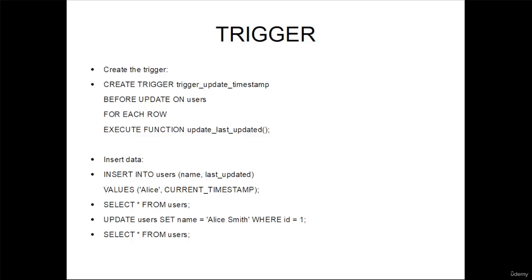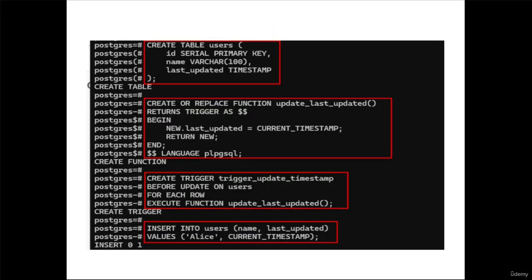Again, we check the content of our table to see what has changed. SELECT * FROM users. Exploring triggers in Postgres. This slide demonstrates creating a table, function, and trigger to manage a last_updated timestamp. The next slide shows the trigger in action with an update statement. Pause the video to dive into the code details. We discuss the importance of the last_updated field on the next slide.